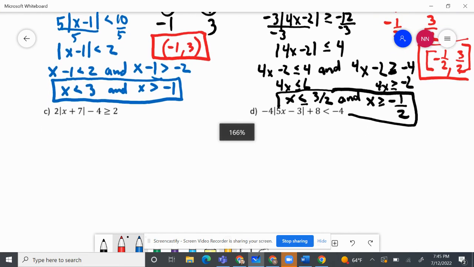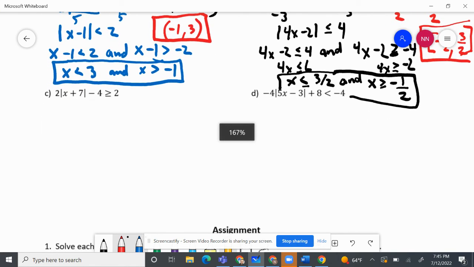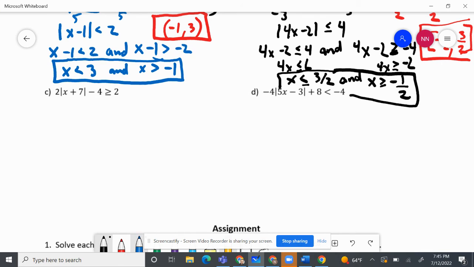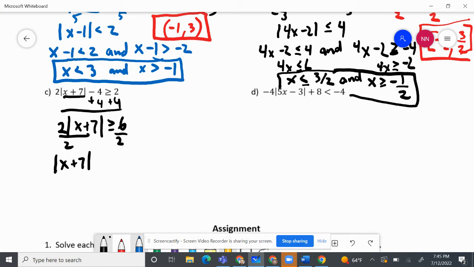Now, looking at letter C, we're going to use the same process. First thing we want to do is get the absolute value by itself. So we add the 4. That gives us 2 times the absolute value of x plus 7 is greater than or equal to 6. We divide it by 2. The absolute value of x plus 7 is greater than or equal to 3.